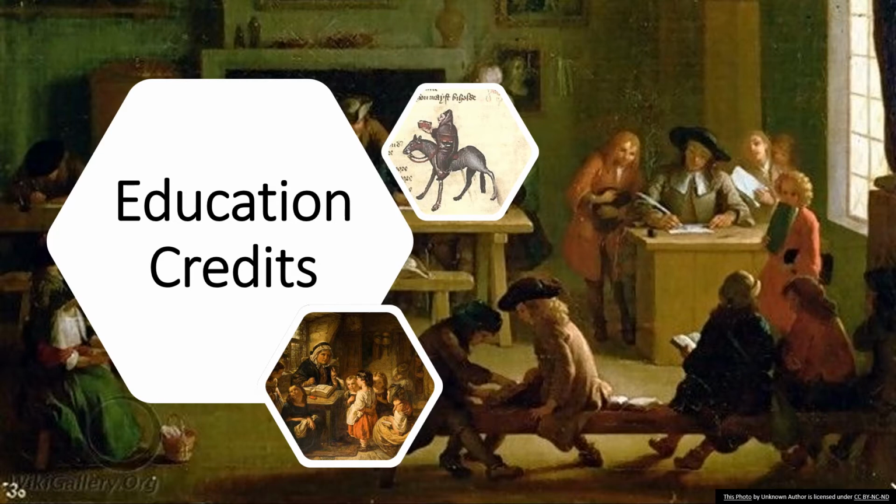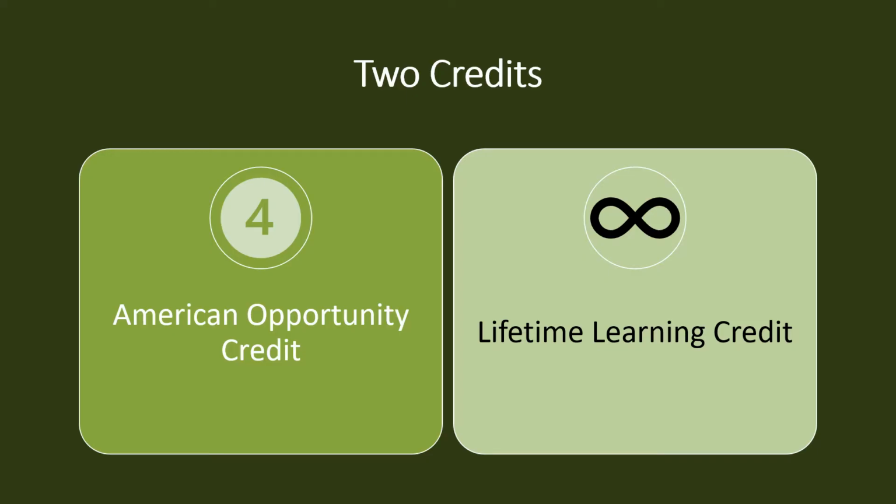This week we are going to continue talking about credits. If you remember, last week we talked about the standard deduction and tax computation, and then we started with credits: the credit for child and dependent care expenses, the child tax credit, and the credit for other dependents. And this week we're going to start talking about education credits.